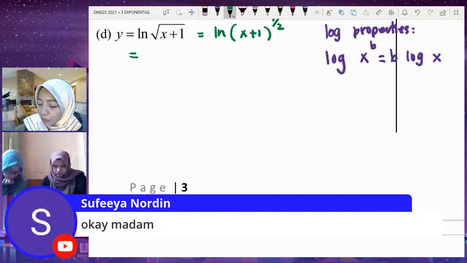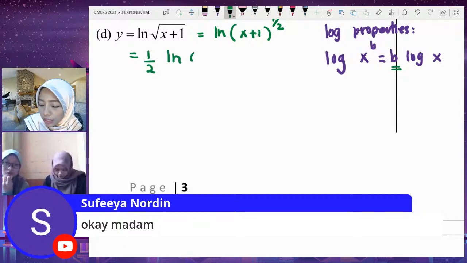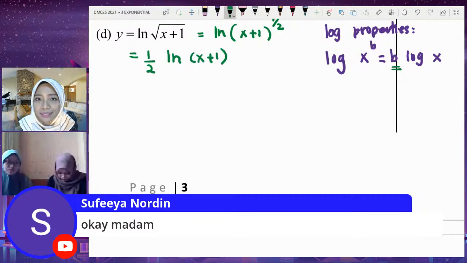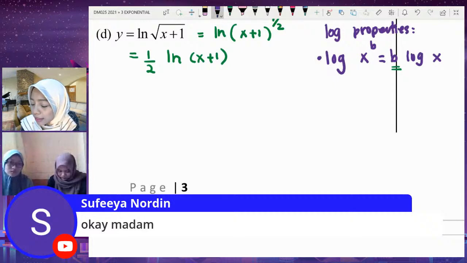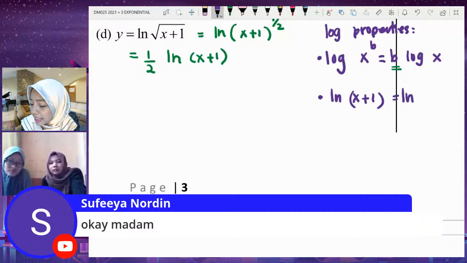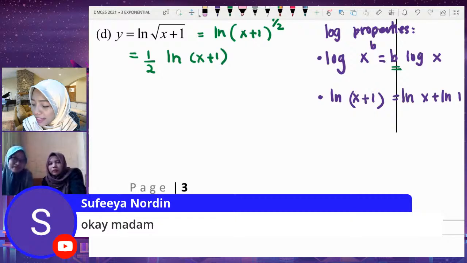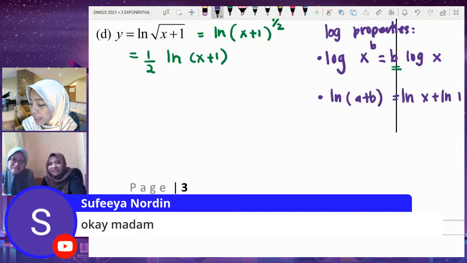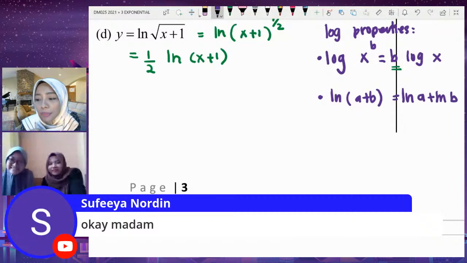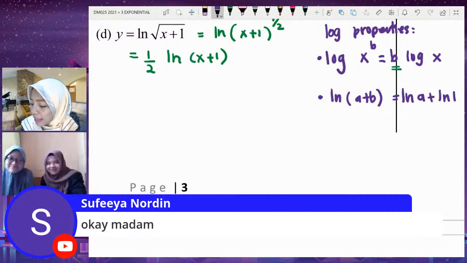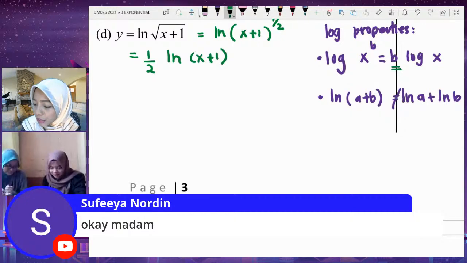Okay, so sekarang 1/2 ni kita kena bawa ke depan. So dia jadi 1/2 ln(x+1). Okay, madam nak tanya, boleh ke you all pecahkan x+1 ni jadi ln x tambah ln 1? Is there any properties yang mengatakan ln(A+B) equals ln A plus ln B? Ada tak? Tak boleh buat. Itu dosa besar.